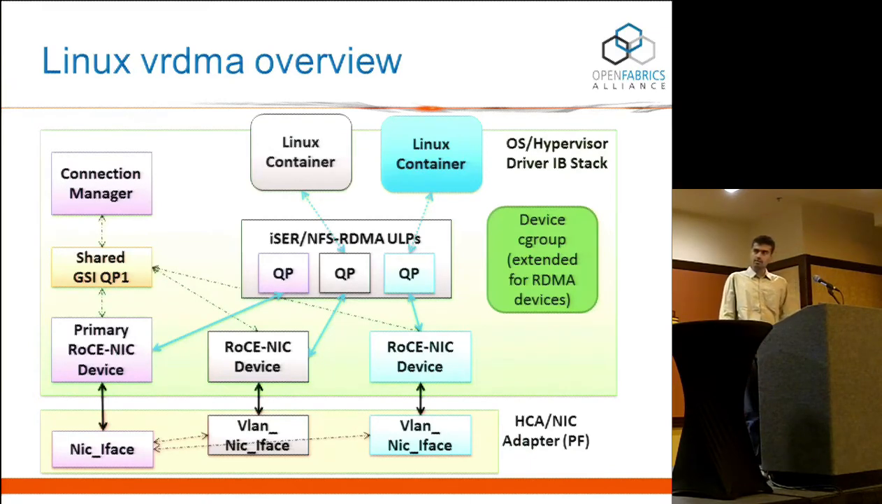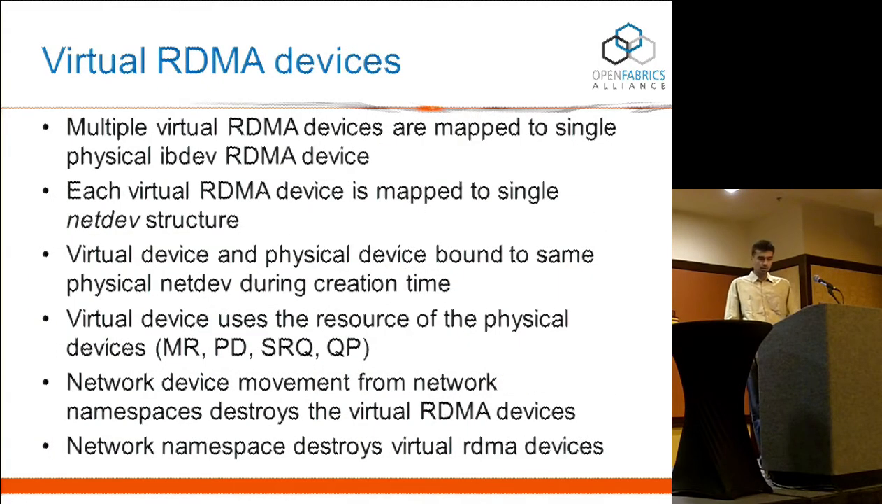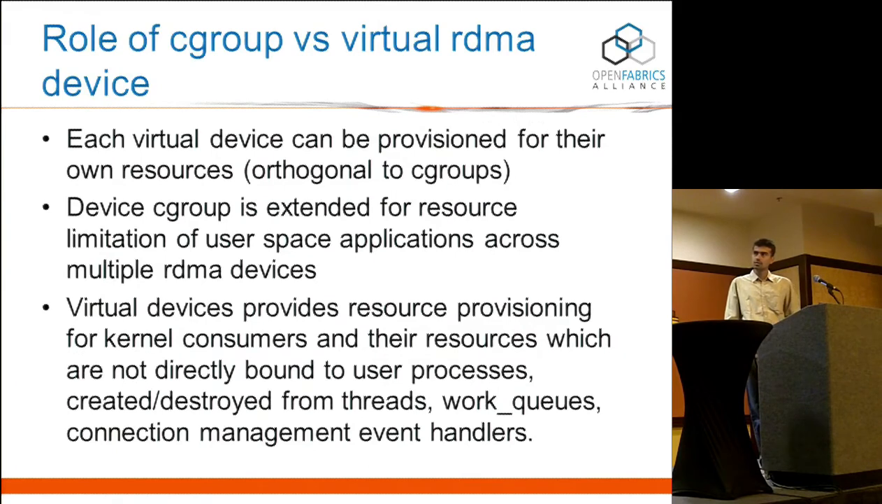The second aspect of the vRDMA device, which is orthogonal, is the cgroups. We have known the cgroups for a long time now for block devices, for CPUs, for memory, and the device cgroup is primarily extended here to limit the RDMA resources. The cgroups and the virtual device are both orthogonal, and the cgroups primarily apply to the user space processes which have been created to make use of those.